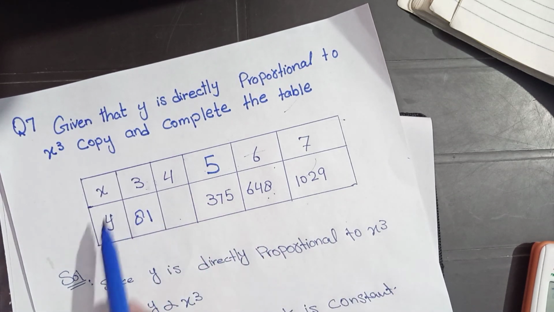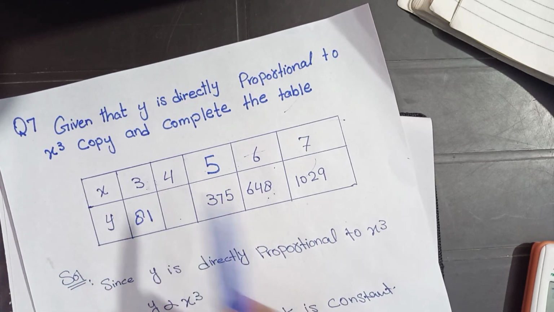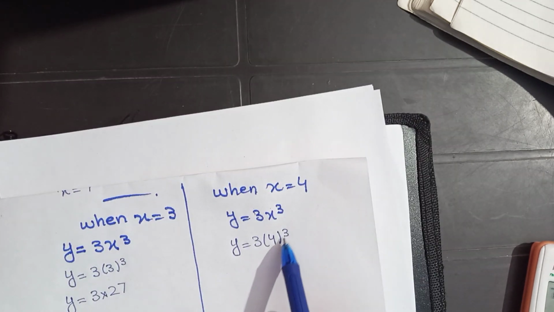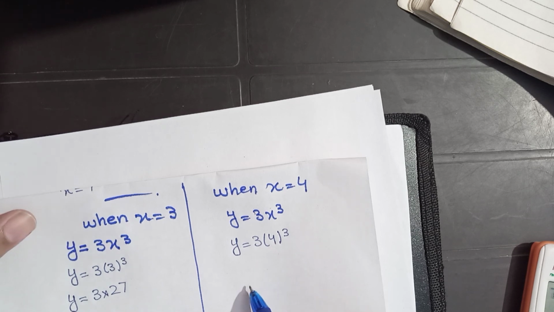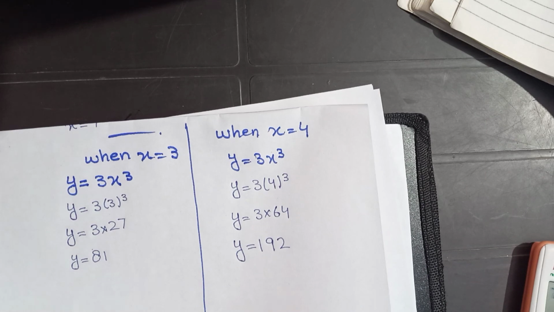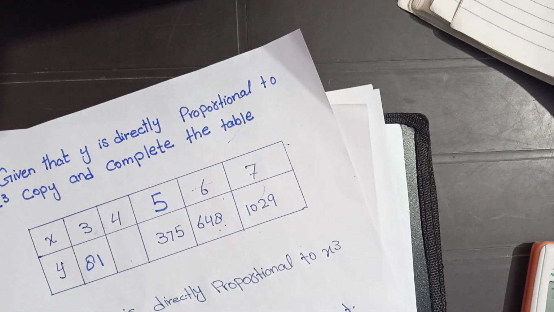Now when x is equal to 4, y is equal to 3 times 4 cubed. 4 cube is equal to 64. 3 multiplied by 64 is equal to 192, so y is equal to 192. So we have completed the table.